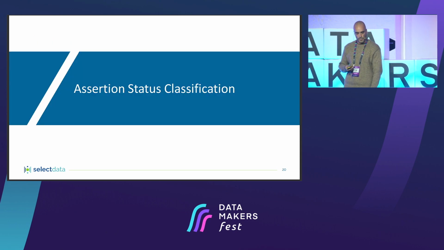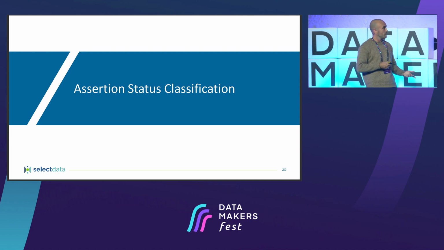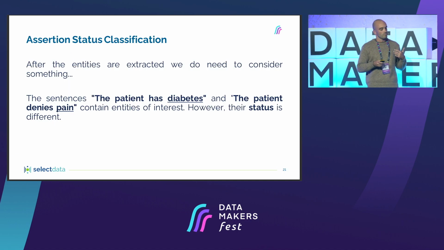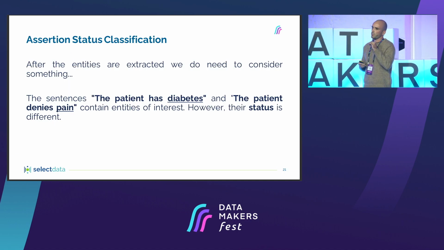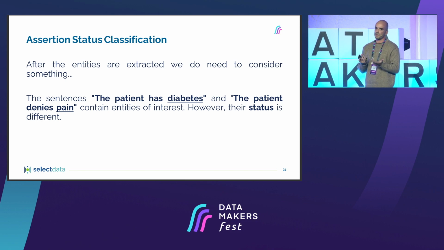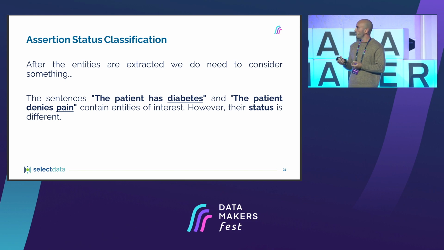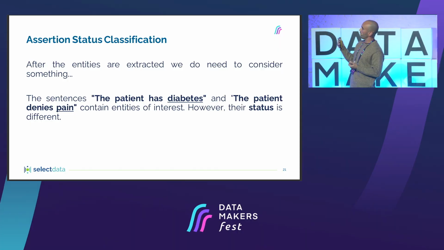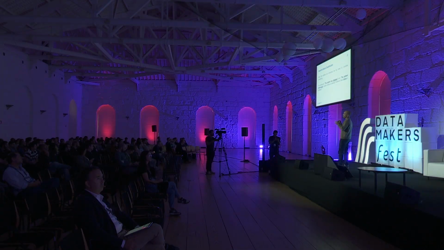We can start by detecting which entities, which information of interest, is present in the document. But in our particular case, we don't want to just detect whether a certain diagnosis or a certain symptom is present, because we have one particular type of problem. If you look at those two sentences, you will see that although both diabetes and pain are relevant entities, they have different assertion status, meaning that in the first case, diabetes is something that is happening for the patient, while in the second case, the patient denies that he has pain.